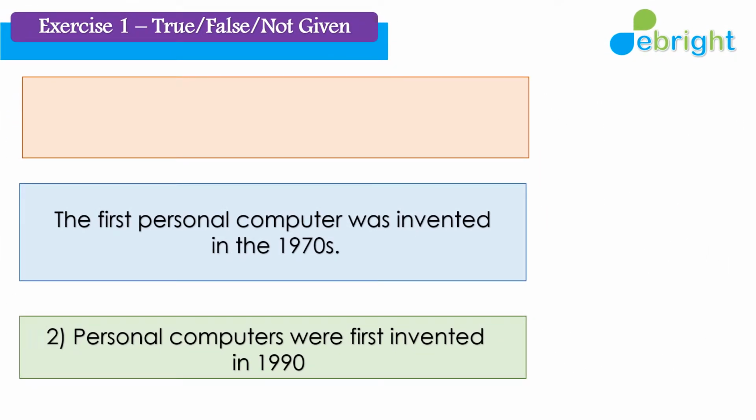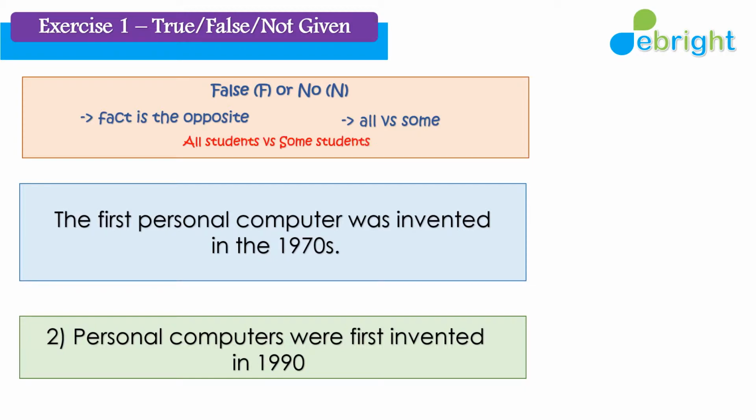Let's proceed to the overview of false or no. First, the fact is the opposite, and you should also consider the contradiction words, for example, all, and, some over there. For instance, all students is different from some students. Let's see how to do this.